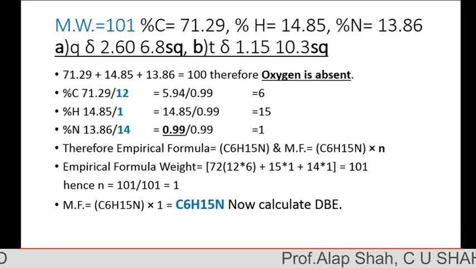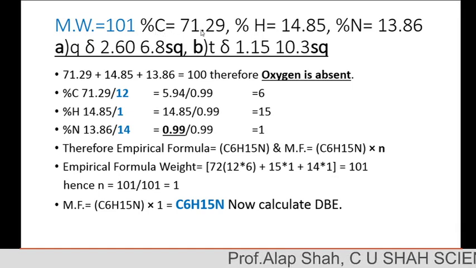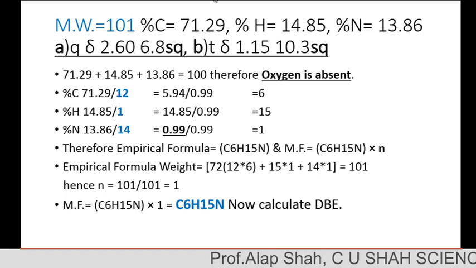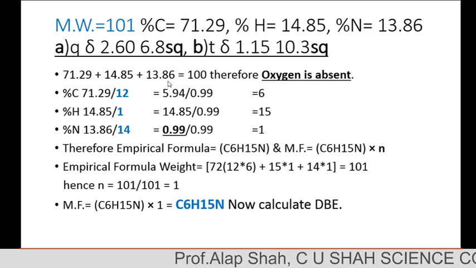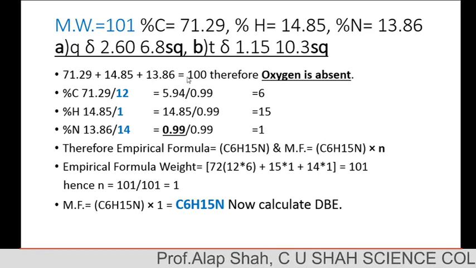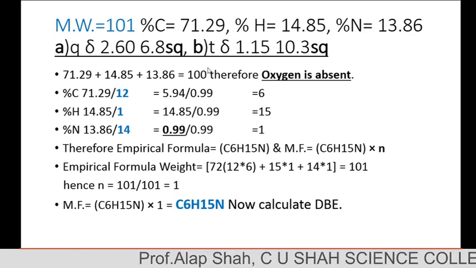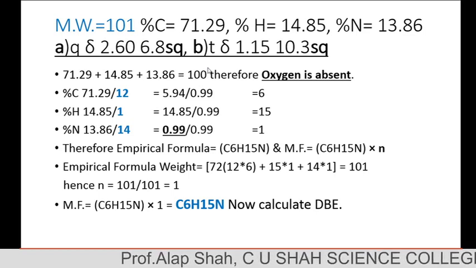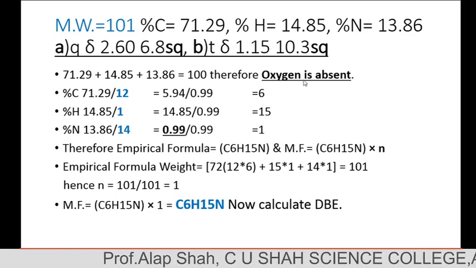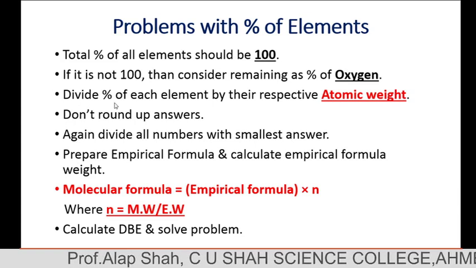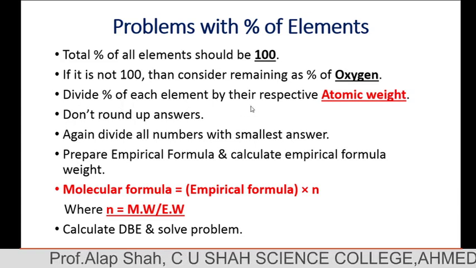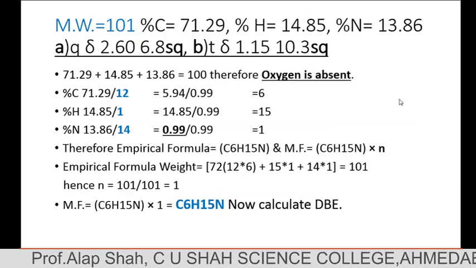As the first point said, the total percentage proportion of the different elements should be 100. If it is not, then consider the remainder to be oxygen. So let us check: 71.29, 14.85 and 13.86. Their sum is 100. It means there is no question of the presence of oxygen, which is why oxygen is absent in this problem. What was the second step? Divide the percentage proportion of each element by its respective atomic weight.